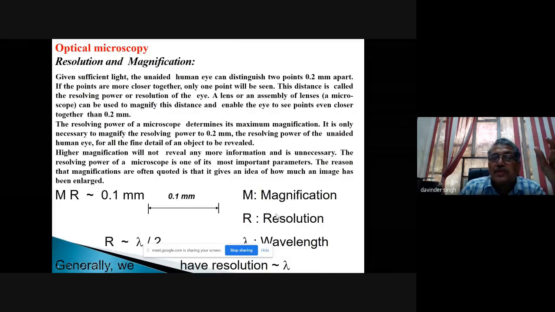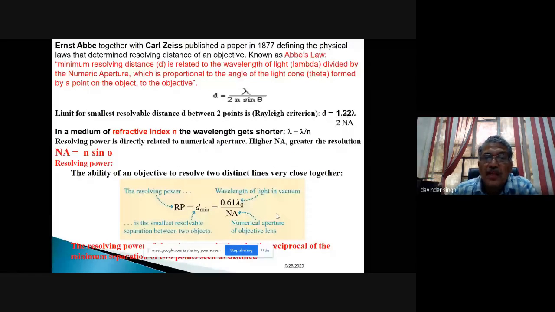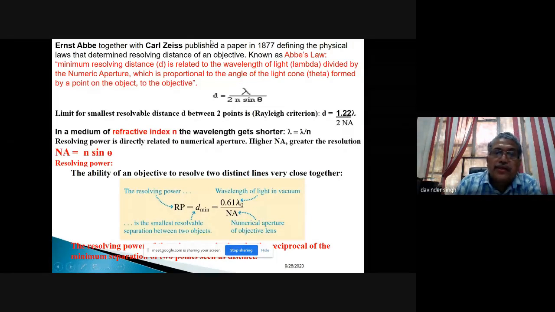If you want better resolution and better magnification, we have to find the best possible way so that the resolution is better. It's not that you go for higher magnification and automatically get a better result. No, you need the resolution also. This PPT is prepared for our MTech students, so there is more content, but the resolving power means the smallest resolvable separation between two objects, d minimum, and the given formula is 0.61 lambda by numerical aperture.